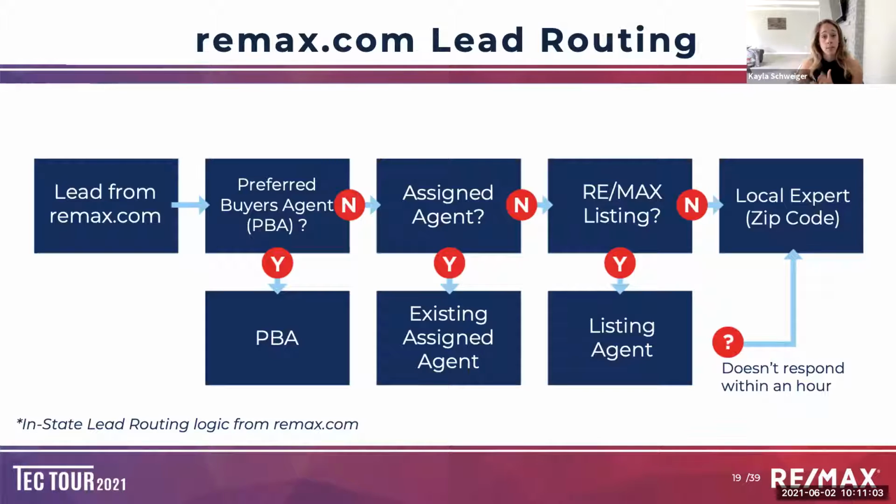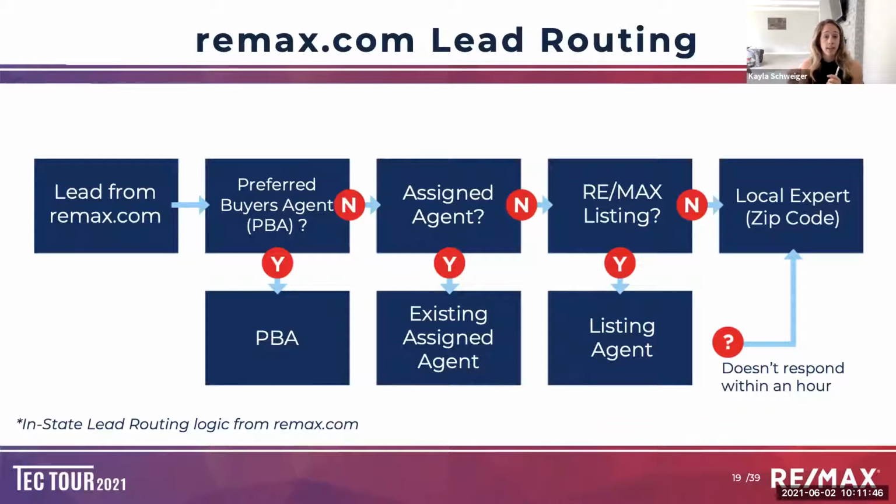The system's going to ask several questions of that lead to determine who to route it to. The first question that the system asks is, does this lead have a PBA selected in their universal consumer account? If the answer is yes, then the lead is going to get routed to that PBA, so long as wherever they became a lead from, or the area that they became a lead in, is where their PBA is licensed. If the lead does not have a PBA selected, then the system's going to ask the second question: has this lead been assigned to any agent within that zip code before? If they have, then they're going to go to that existing assigned agent.